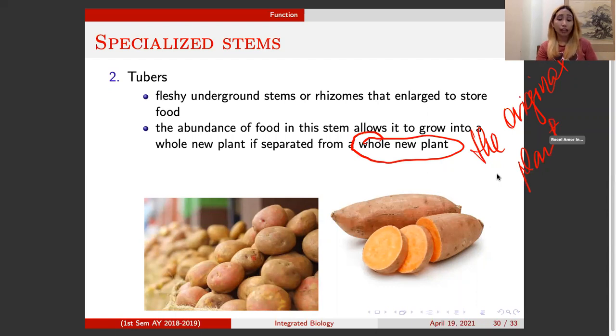So, now that gives you the idea na unlike carrot, which is a root, kamote and potato are actually stems. Okay? They are tubers.